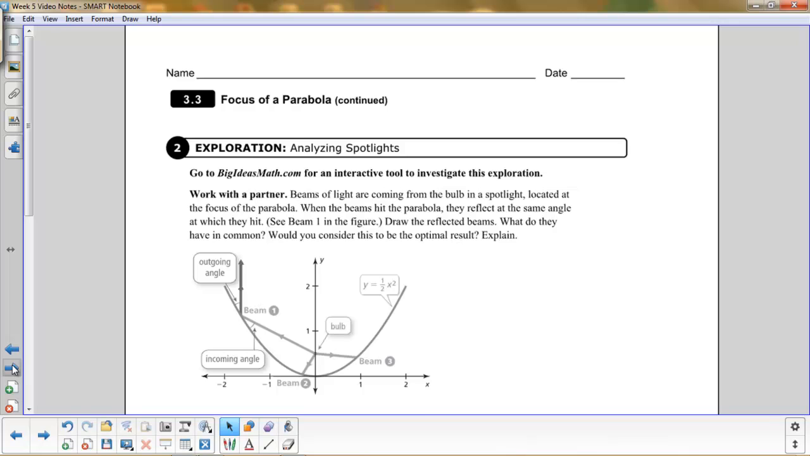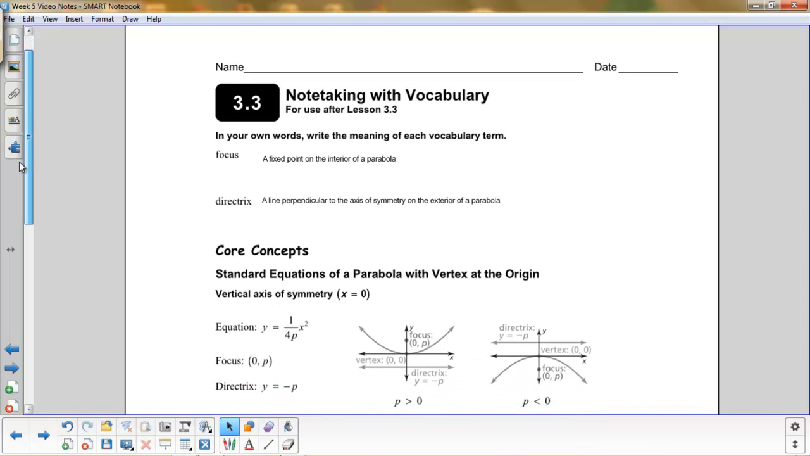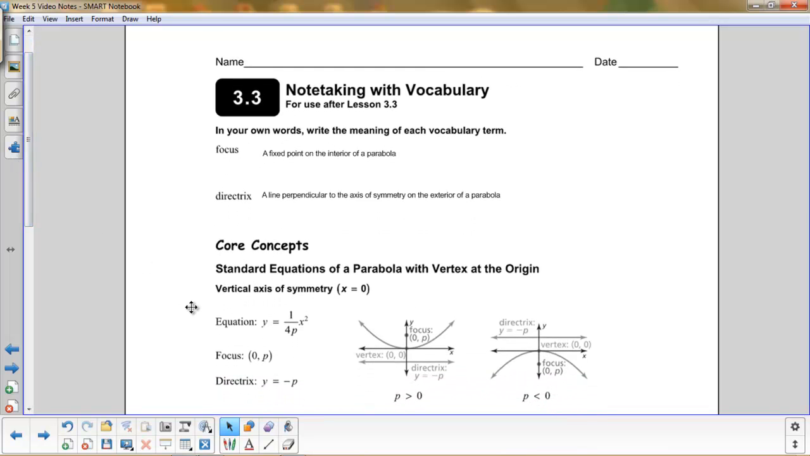As usual, we'll take a look at the explorations tomorrow at the beginning of class. I don't know if we're going to do those yet. I tried with the protractors and they're not all that accurate, so it may not work out the way it should. We'll talk about that tomorrow once we begin class. Instead, let's go ahead and start with the vocabulary.